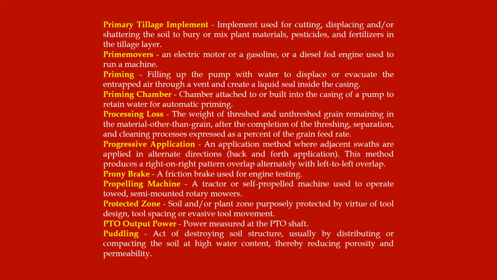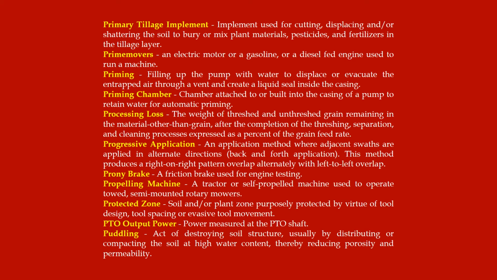Primary tillage implement, implement used for cutting, displacing and/or shattering the soil to bury or mix plant materials, pesticides, and fertilizers in the tillage layer. Prime mover, an electric motor or a gasoline or diesel-fed engine used to run a machine. Priming, filling up the pump with water to displace or evacuate the entrapped air through a vent and create a liquid seal inside the casing.